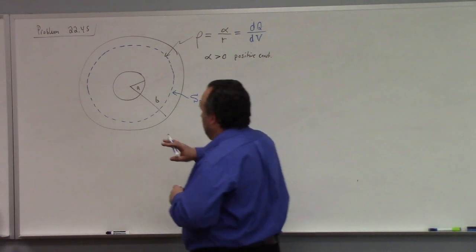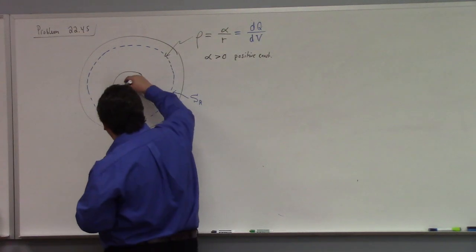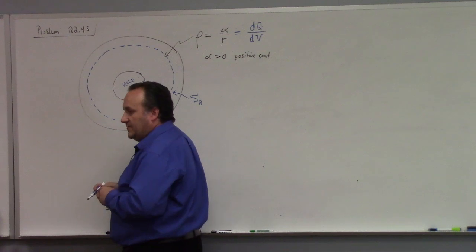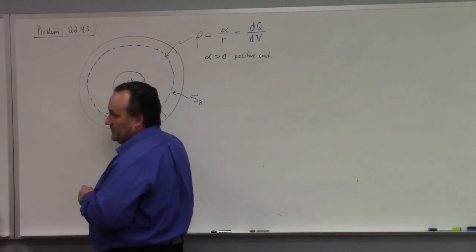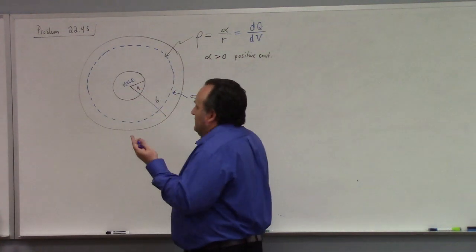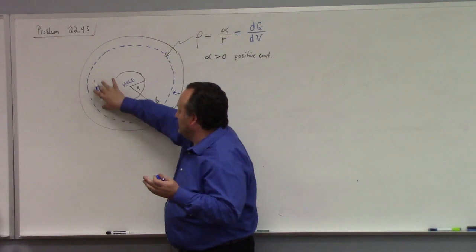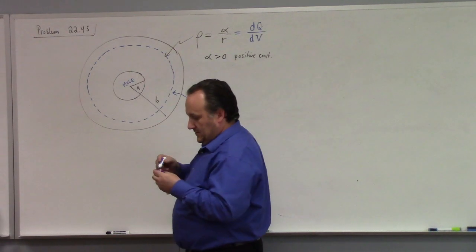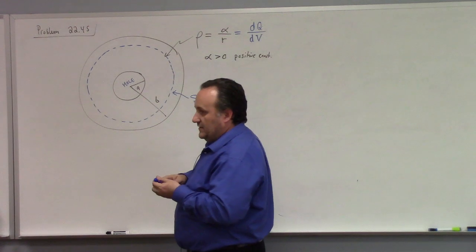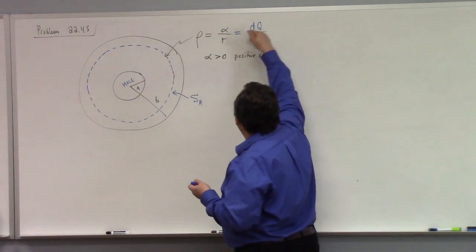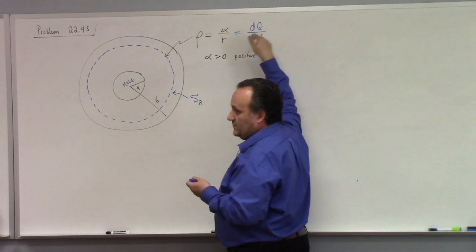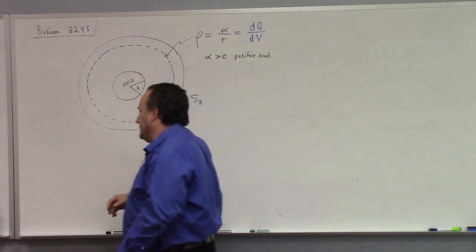So this is an insulating sphere, so there is a hole in the middle. In part B of the problem, they put a charge at the center of this thing. But to start with, it's just a hole, and you've got charge smeared out in this region. How do you calculate how much charge that is? You're told the density is given by alpha over r, where r is the spherical radius.